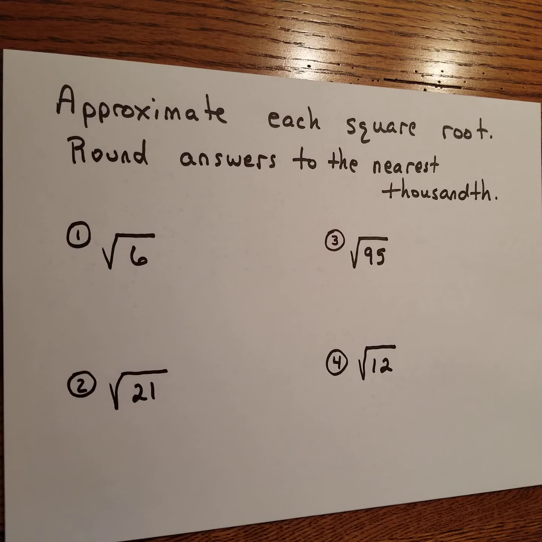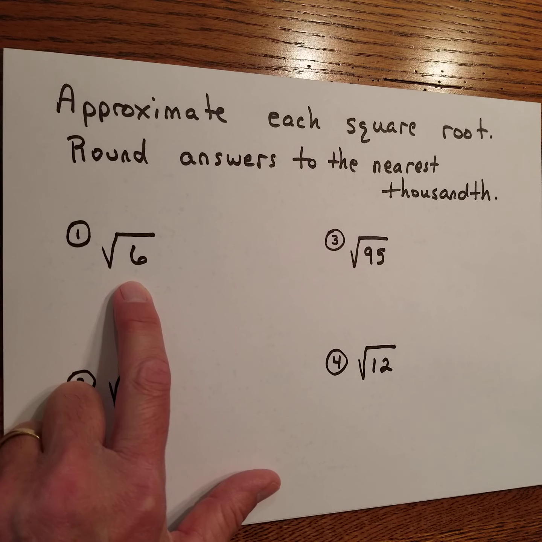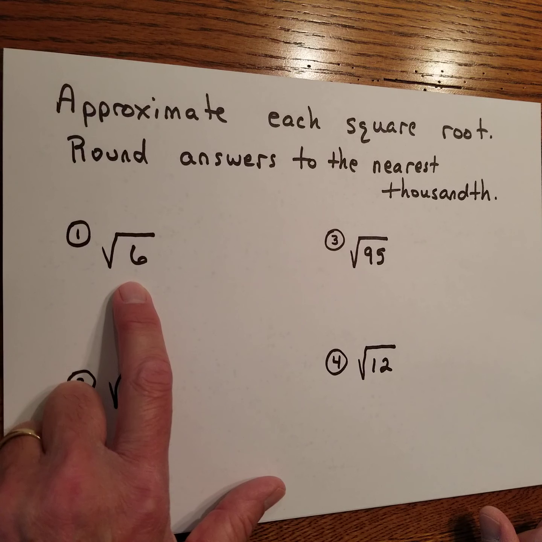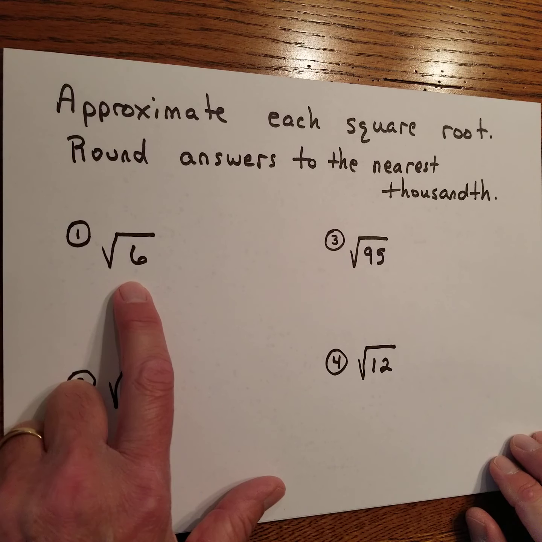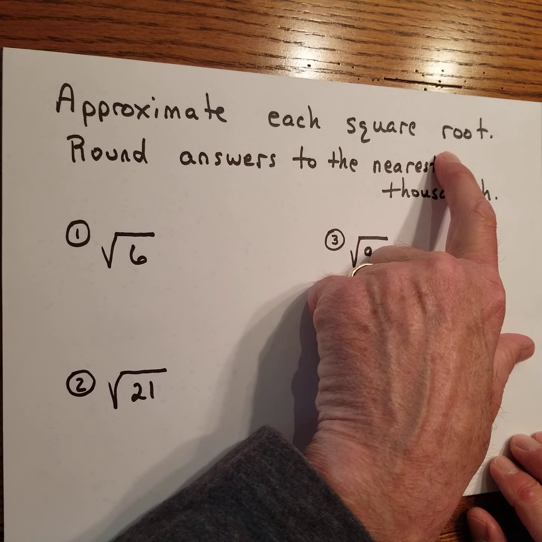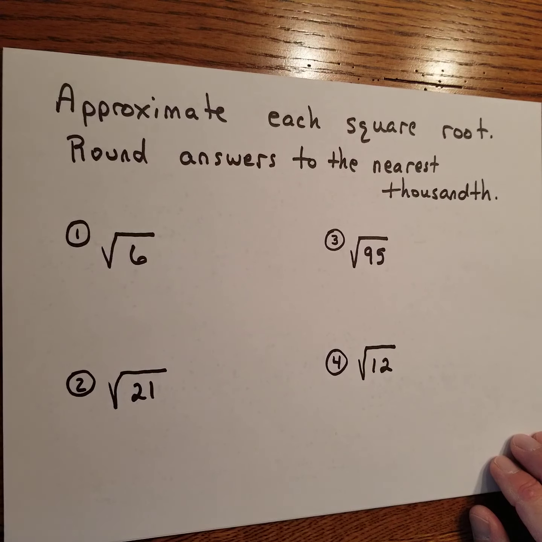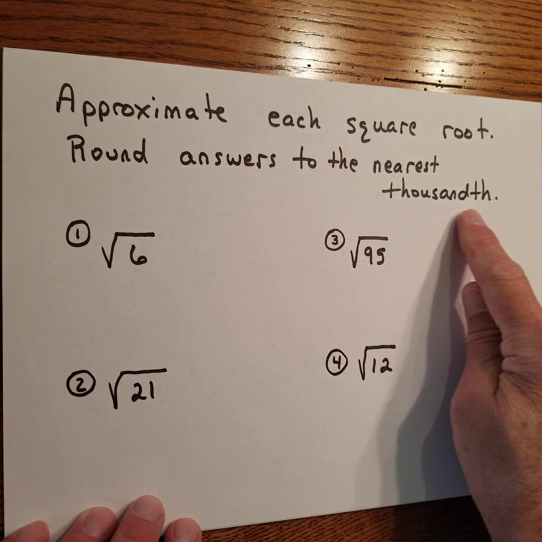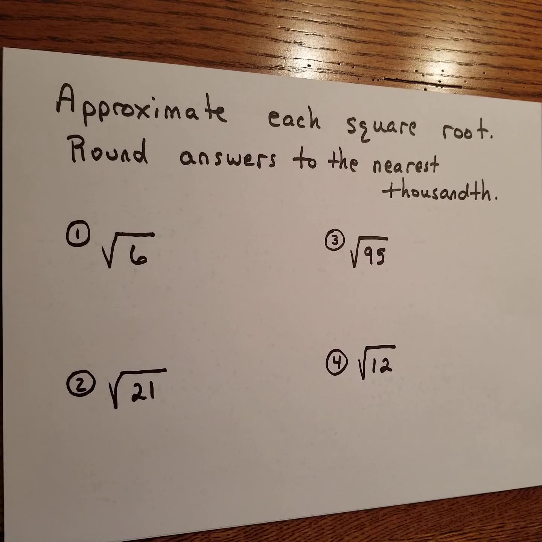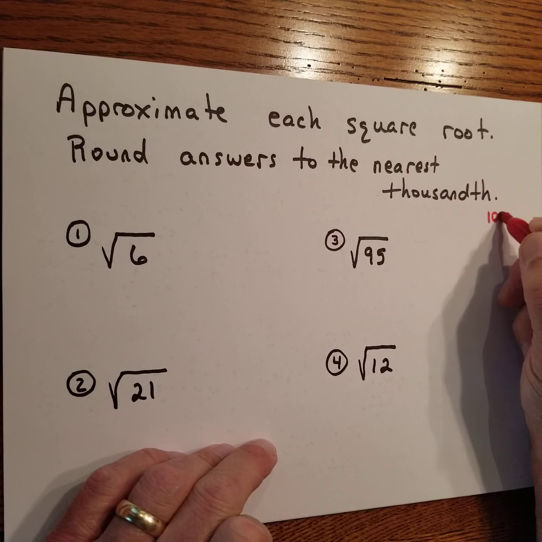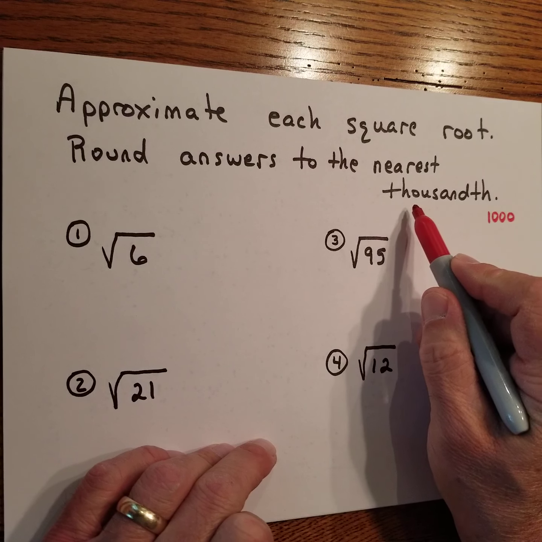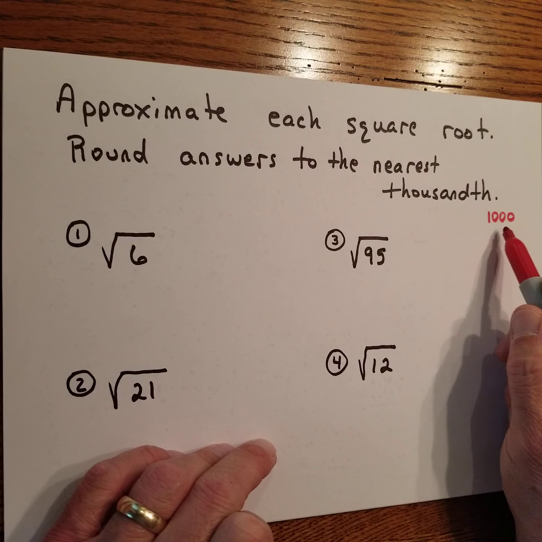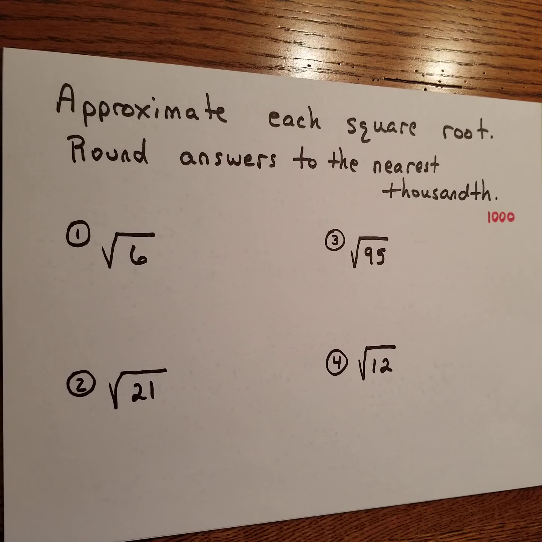Now, these are a little different. The square root of 6, I can't find a number that I can multiply times itself and get 6. So the best I can do is use a calculator to approximate the square root. When I do that, I'm going to get a very messy decimal, and I'll have to round it off. For this part of the homework, I'd like you to round your answers to the nearest thousandth. Now let's make a note. The number 1,000 has 3 zeros. So when I round to the nearest thousandth, I'm rounding to 3 decimal places.